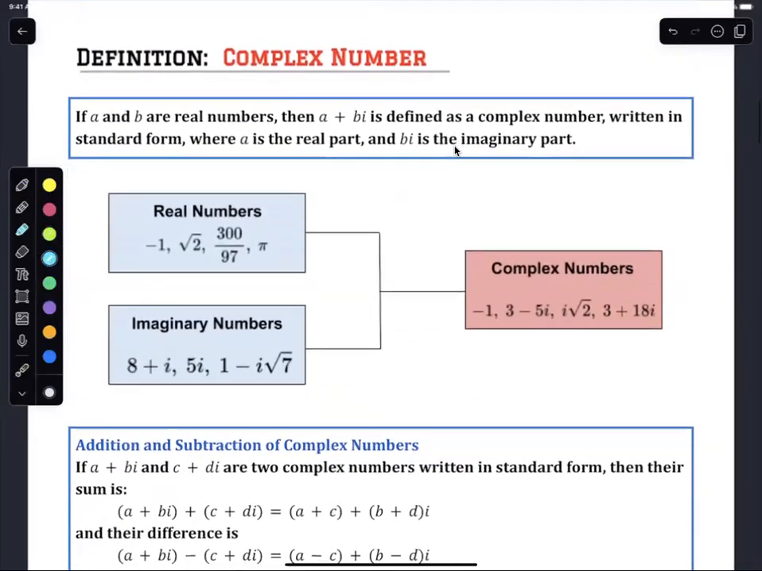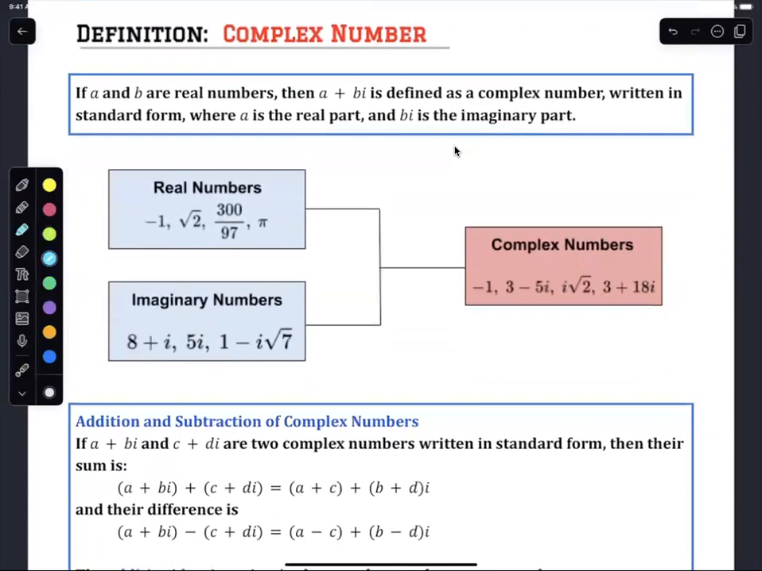A definition of a complex number: if a and b are real numbers, then a plus bi is defined as a complex number written in standard form, where a is the real part and bi is the imaginary part. So we can classify numbers as real or imaginary. Pretty much anything with an i is an imaginary number. Anything that is missing an i is a real number, and then we can combine the real parts with the imaginary parts to create a complex number.